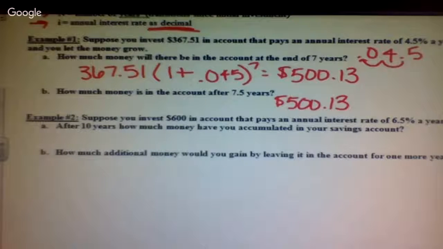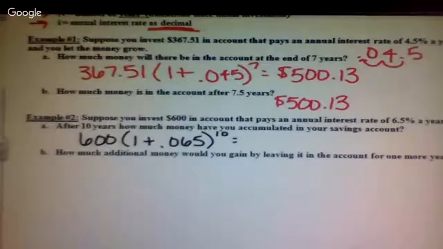Suppose you invest $600 into an account that pays an annual interest rate of 6.5% a year. After 10 years, how much money do you have in your savings account? So how much money am I putting in? 600. 600 times 1 plus 6.5% as a decimal is what? 0.06. And what am I raising this to? 10. Let me do it. 1,106. Okay, I need you all to stop shouting out answers because other people need to make sure that they're plugging it in and getting correct answers.